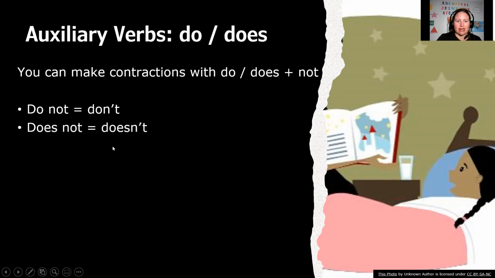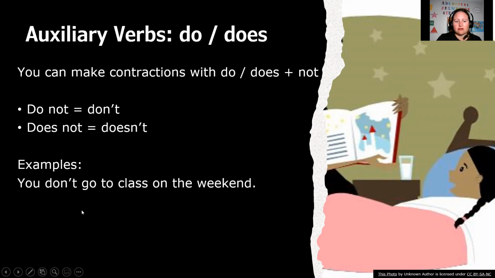Does not contracted is doesn't. D-O-E-S-N apostrophe T. Doesn't. Here are some examples. You don't go to class on the weekend. She doesn't go to bed late.